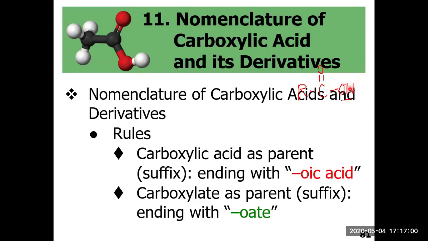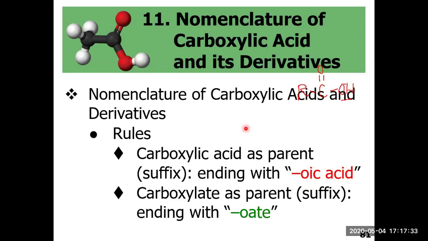Now, how do we give names for carboxylic acids? The systematic names for carboxylic acids are derived by counting the number of carbons in the longest continuous carbon chain that includes the carboxylic acid group. Then we replace the e of the corresponding alkane with oic acid. So for example, if I have a 1-carbon carboxylic acid, that is called methanoic acid.